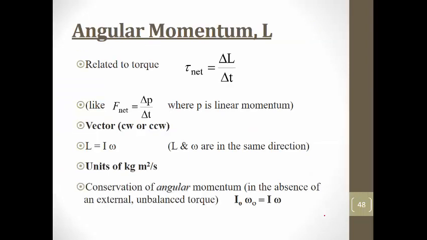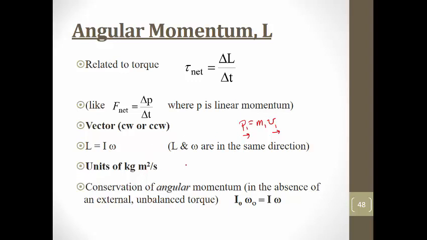So if we do that, we can see that just like the net force acting on an object after a collision was the change in momentum over time, now the net torque is the change in angular momentum over time. Angular momentum again is I times omega, where L and omega are in the same direction, just like P, the linear momentum for object 1, was object 1's mass times its velocity. If the velocity was to the right, then the linear momentum was to the right.